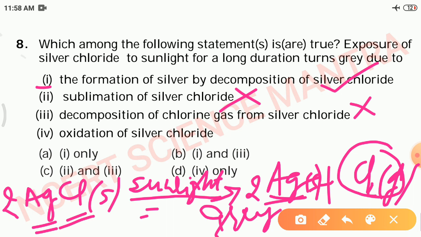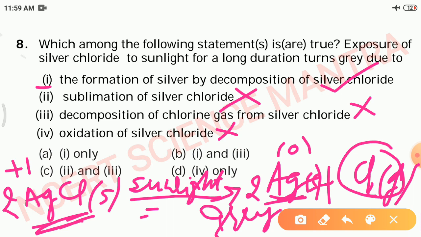Then oxidation of silver chloride. There is also not the oxidation of silver chloride. As we can see, Ag is here, silver oxidation state is plus 1. And here silver oxidation state is 0. So oxidation state is decreasing. So we can't say it is the oxidation. So this one is also wrong.